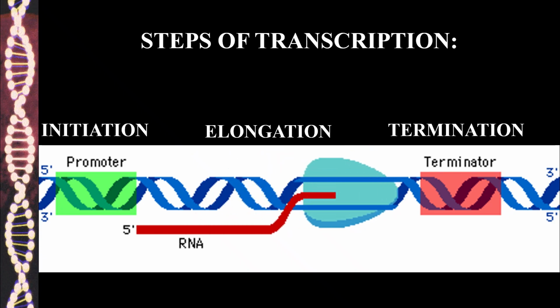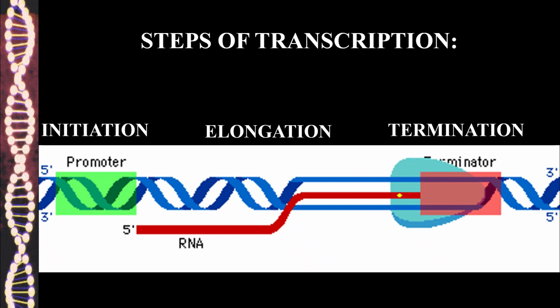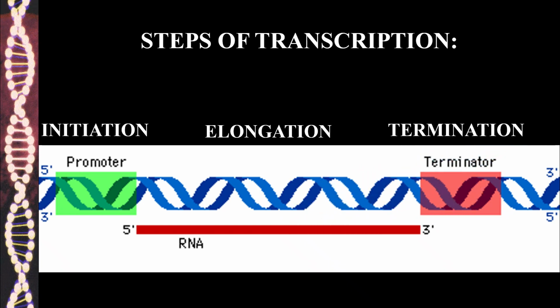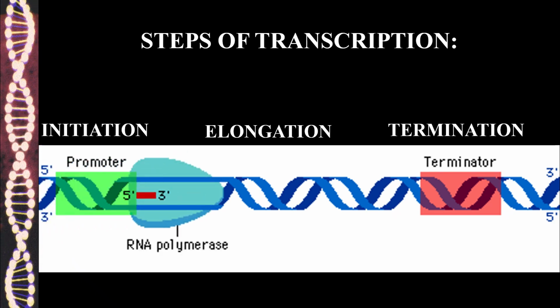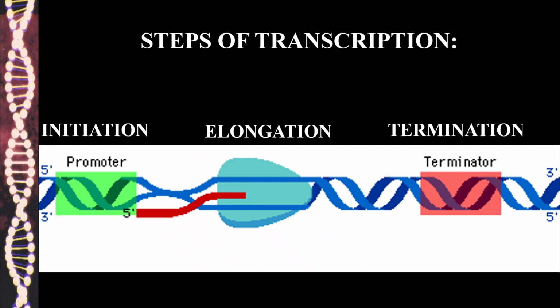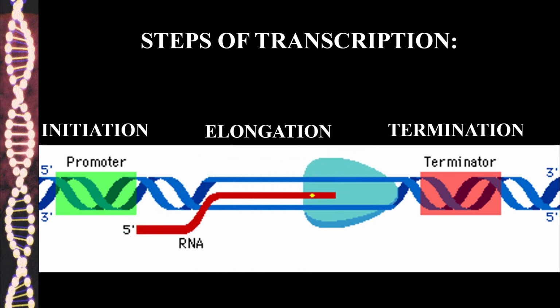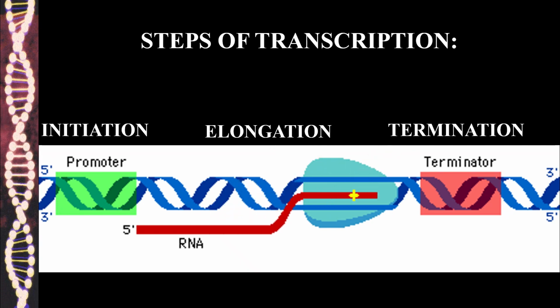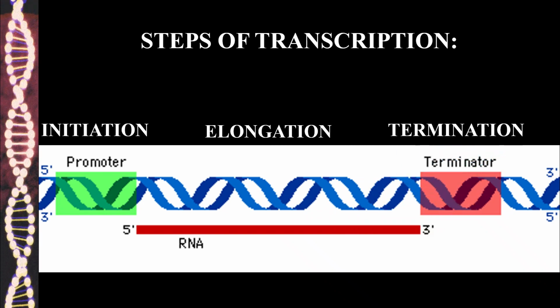Before going into detail of each step of the transcription, the most important thing that is required for the synthesis of messenger RNA, as you can see here in this diagram, is the RNA polymerase. The RNA polymerase is the enzyme which catalyzes the synthesis of messenger RNA. Let's see first of all what this RNA polymerase is and how it catalyzes the synthesis of messenger RNA.